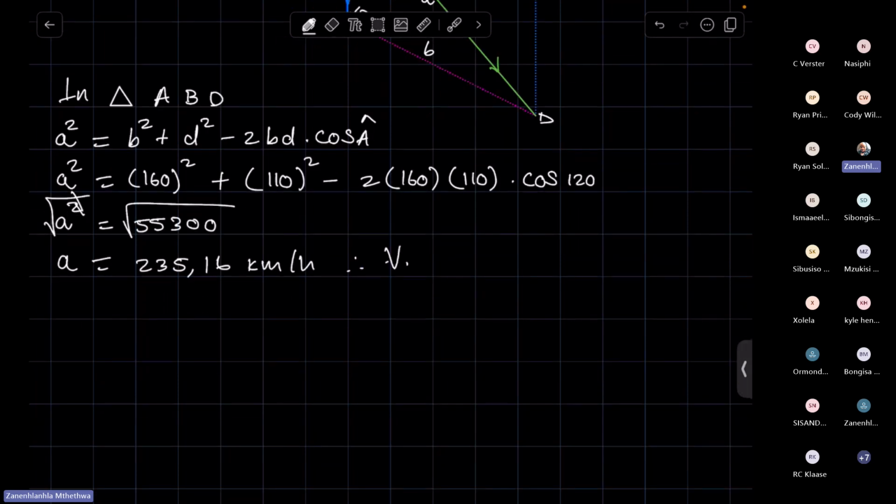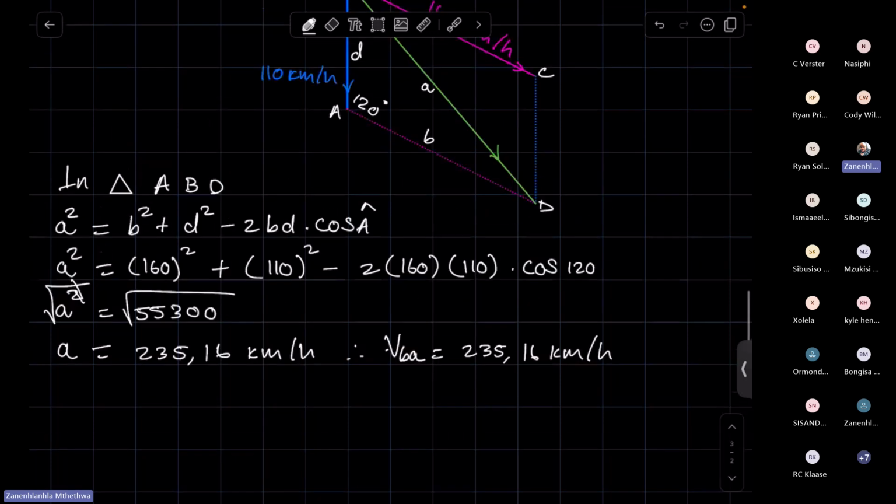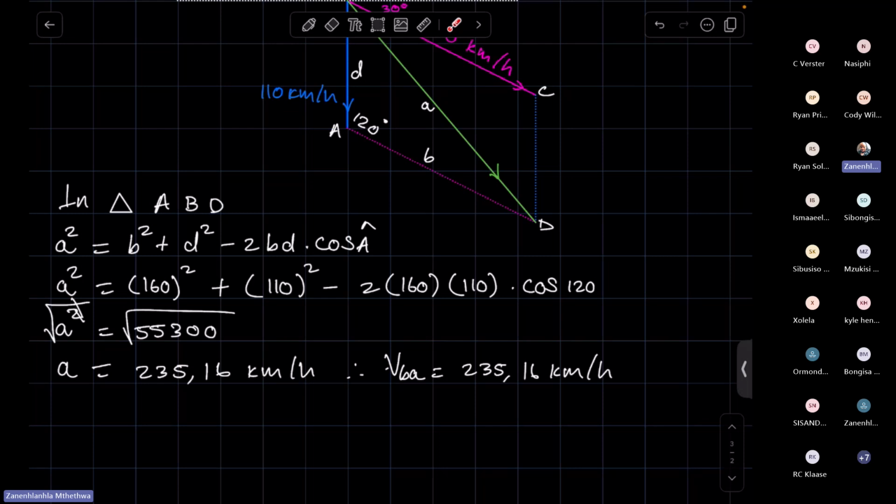Essentially meaning VBA is equal to 235.16 kilometers per hour. Are we getting the same thing? Yes, sir.